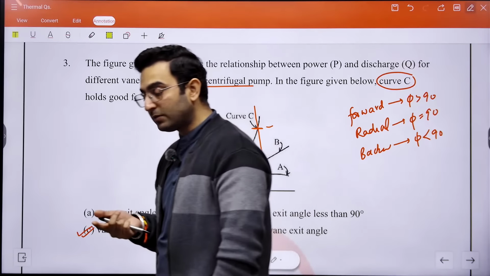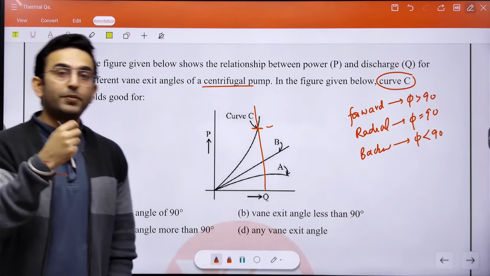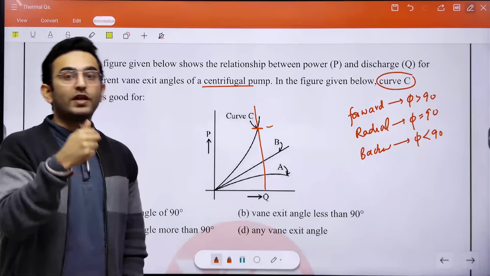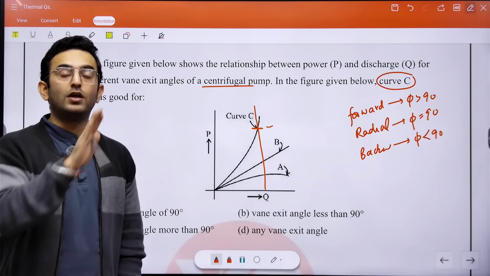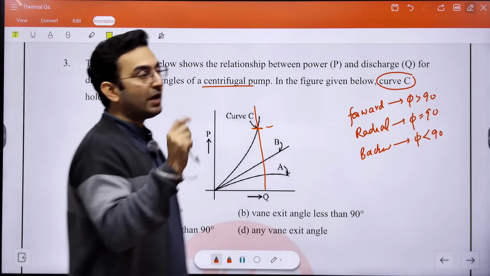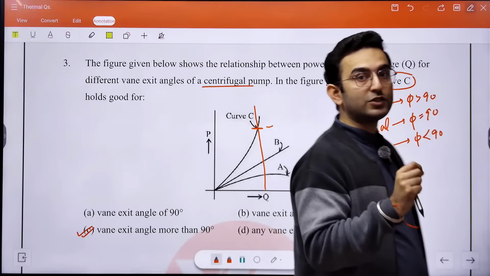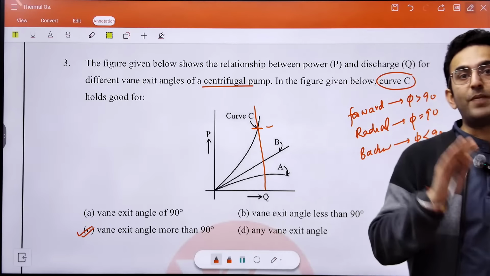And the next point is that if we talk about the pressure rise, the pressure rise of the forward blade is also very high as compared to the radial blade and the backward blade here. Okay, and we also have to remember that in general the normal blades which we use in the centrifugal pumps are the backward blades.